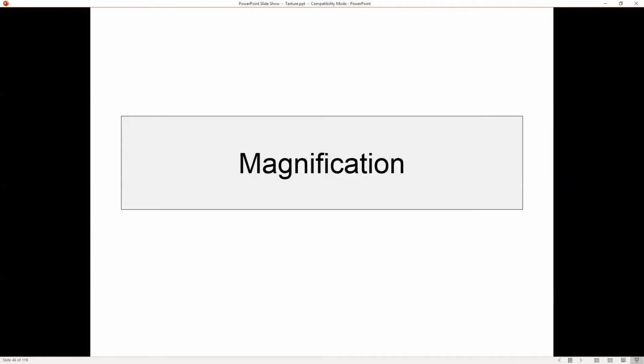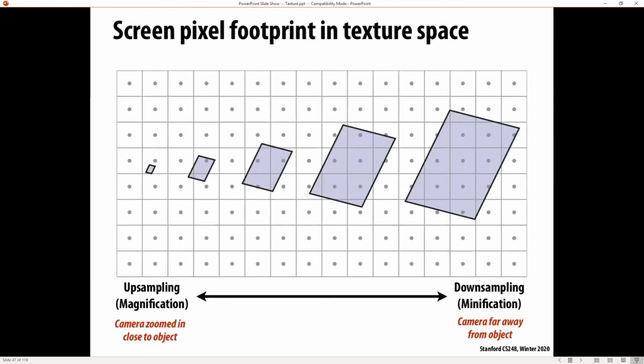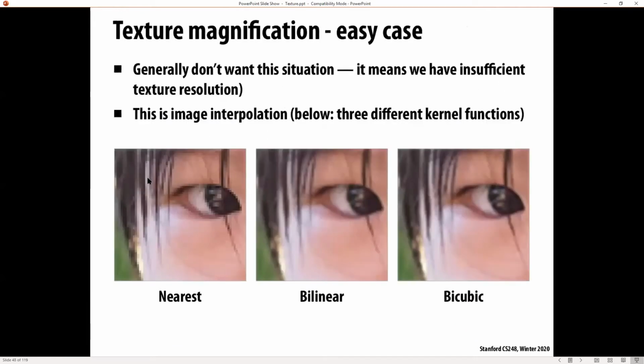So our first texture problem that we come to is magnification. Remember, magnification is over here on this side. This is when we zoom up our texture. So each pixel on the screen comes to a small place where there's basically too many pixels packed together in our texture. Our texture has too low of a resolution. So this is the easy case.